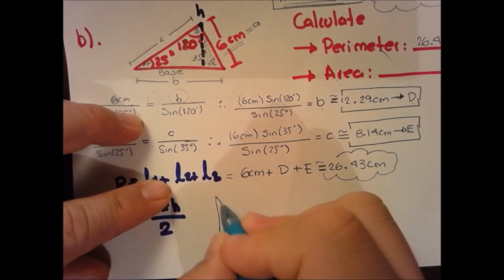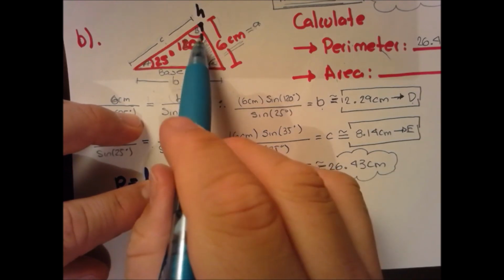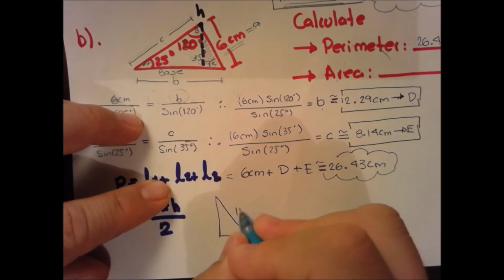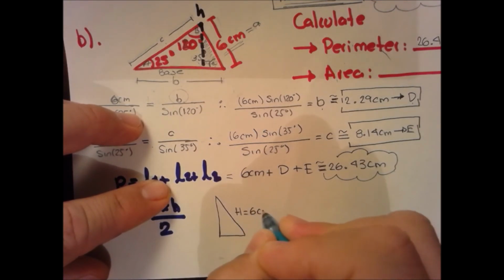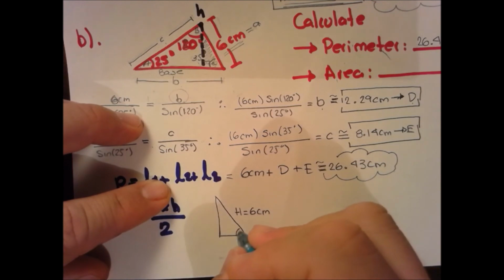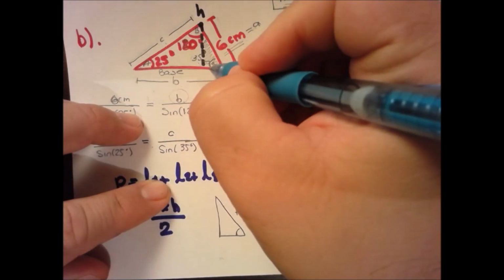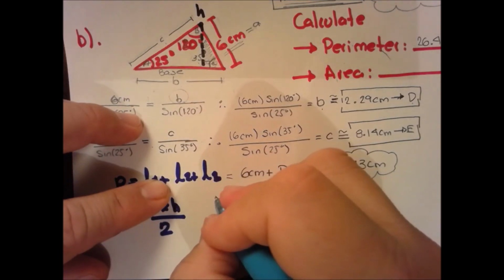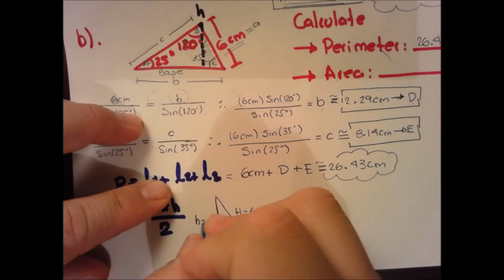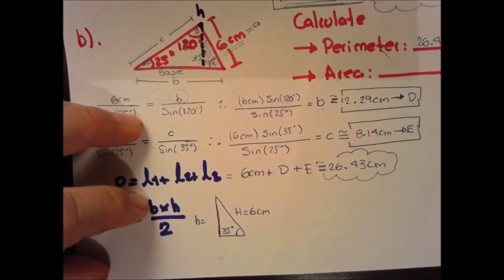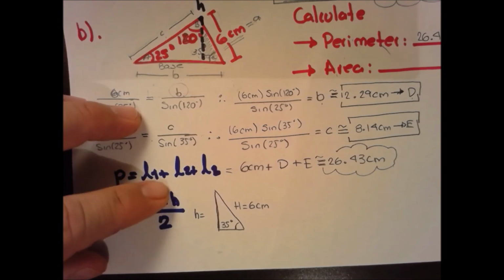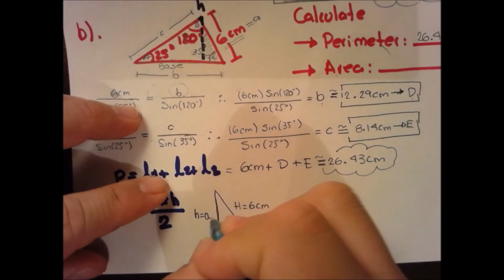Okay? This right triangle. This is going to be the hypotenuse, that is 6 centimeters. I have this angle, that is this one, is 35 degrees. And this part is the height. Again, which side is that? Is it the adjacent or the opposite? In that case, it is the opposite side.